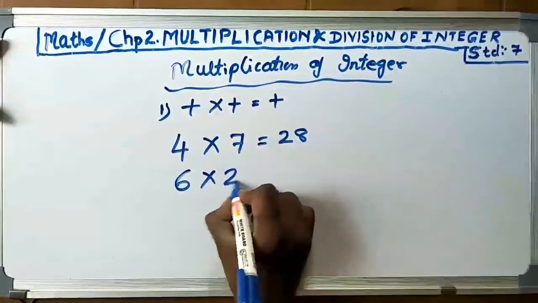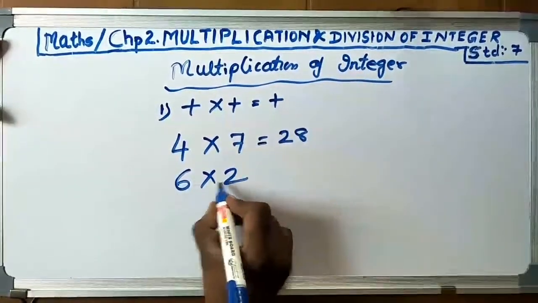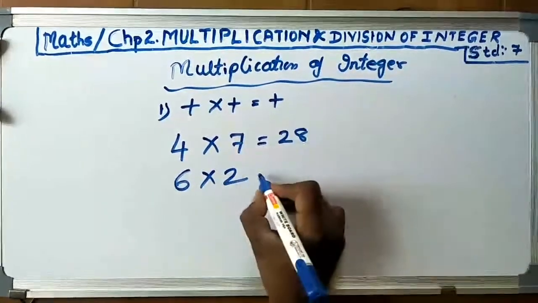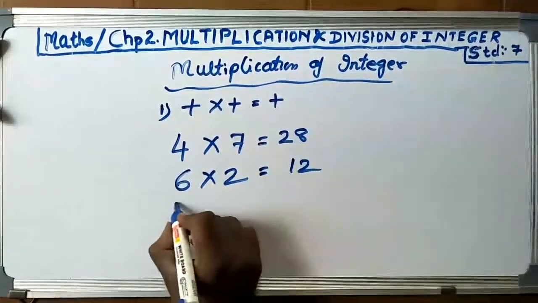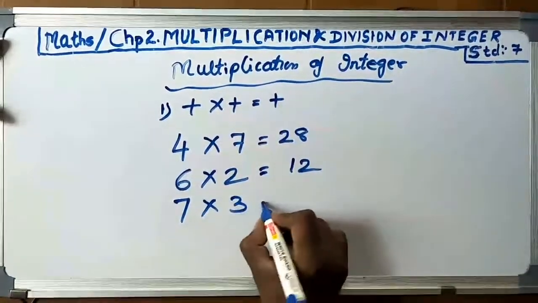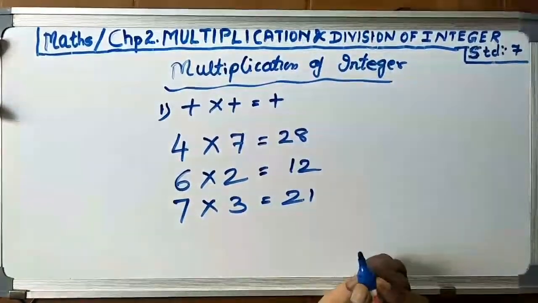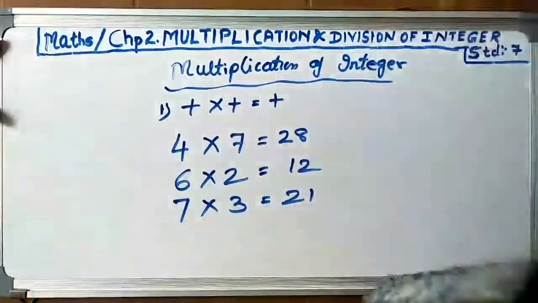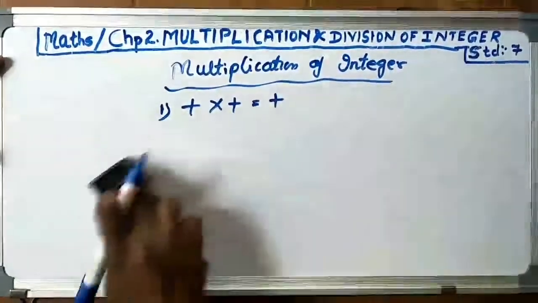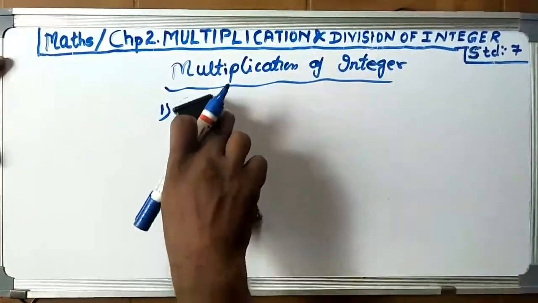6 multiplied by 2. Both sides plus and plus are there, so the answer will be plus 12. 7 multiplied by 3, you write 21. So this is the rule of the plus sign. Now let us go to the next sign.